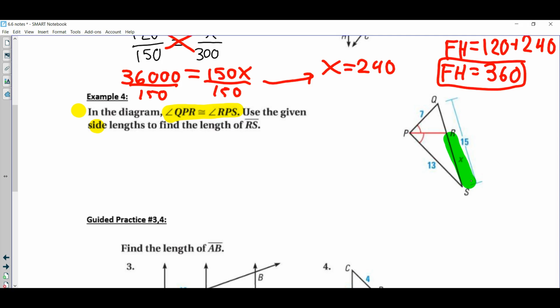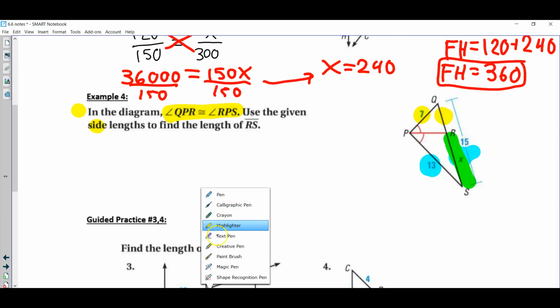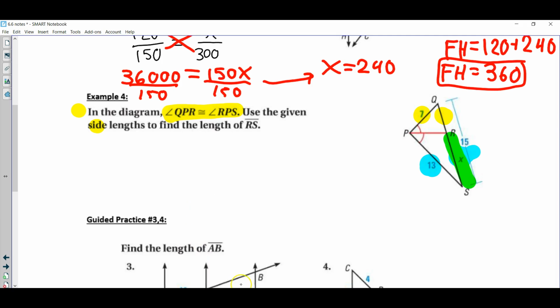So basically, again, the theorem that we talked about on the previous page is saying that the angle bisector, which is RP here, is going to cut so that RQ and QP are going to be in the same ratio as RS, which is in blue here, and PS. So we can do that to set up a proportion. So let's go ahead and set that up now. So I'm going to switch back to my pen here.